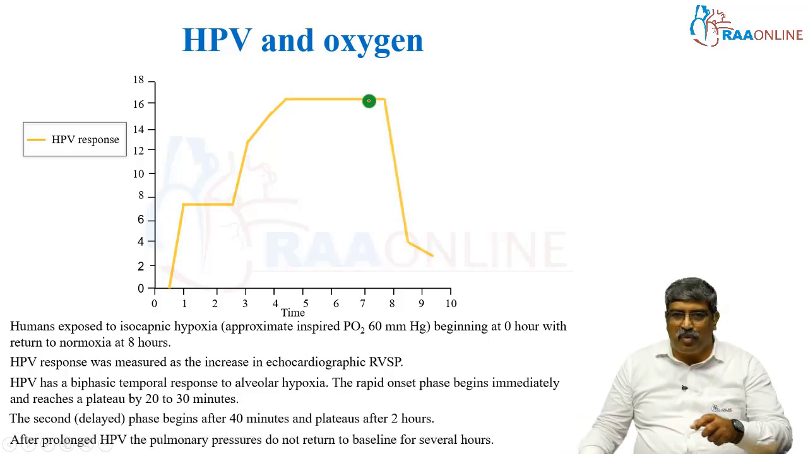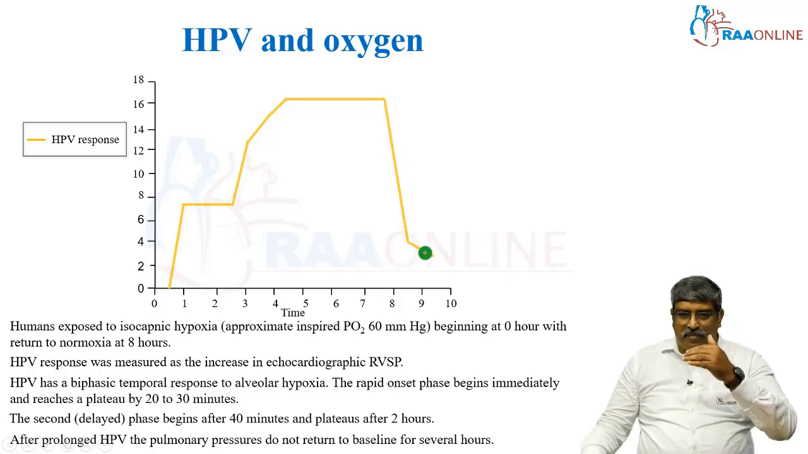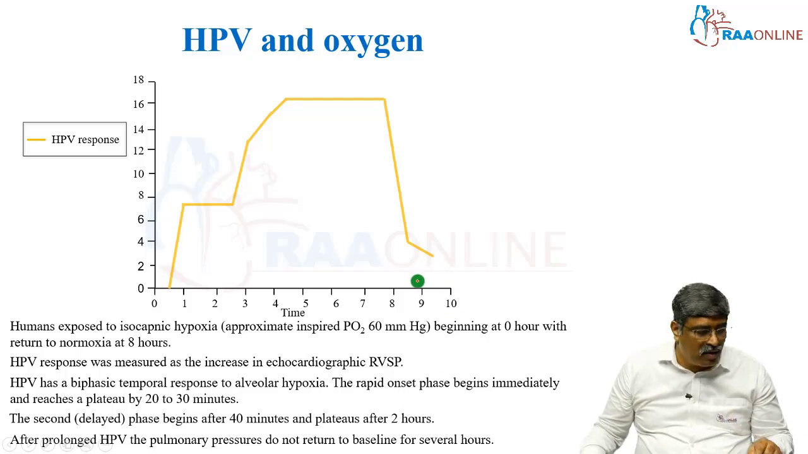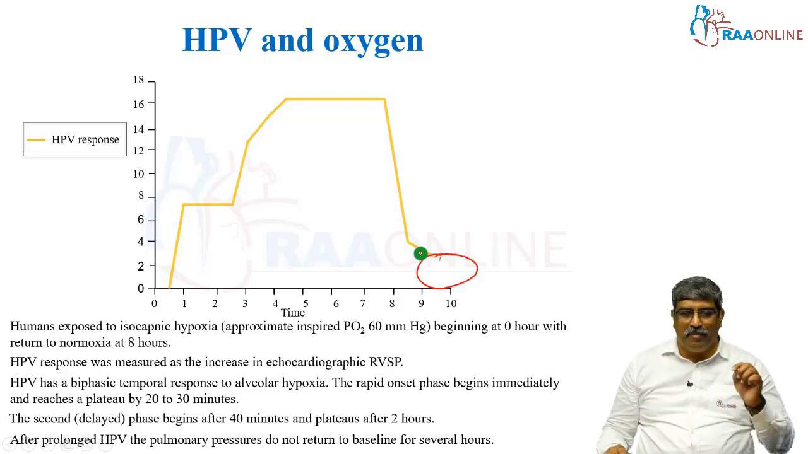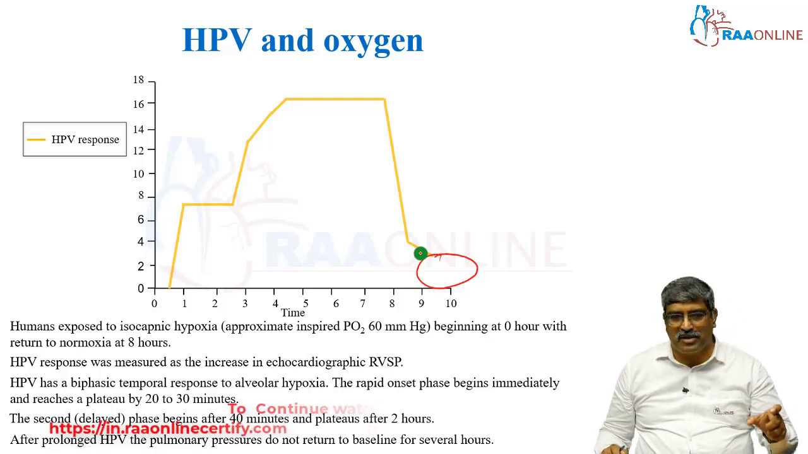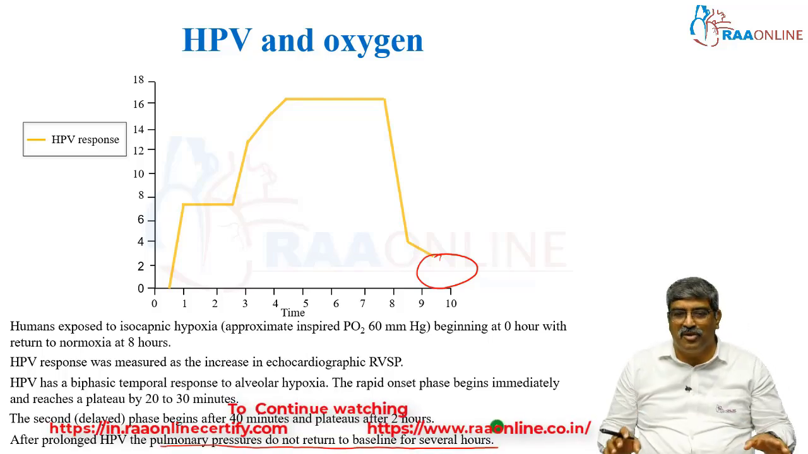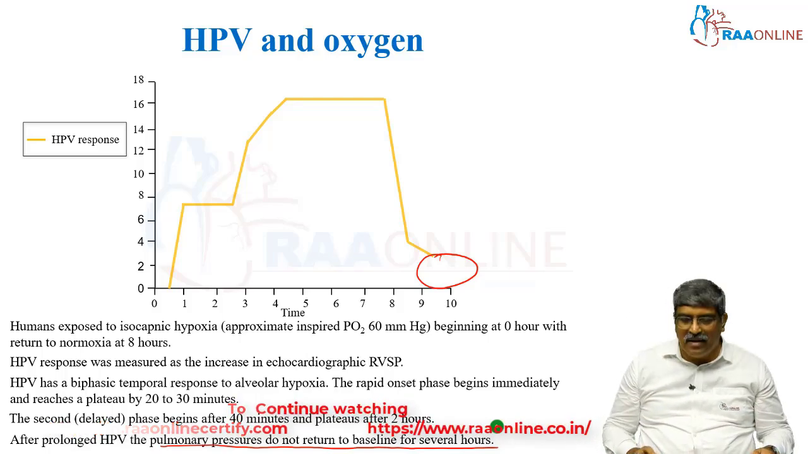And after prolonged HPV, that is around 8 hours, it comes close to the baseline. But it is very important that it does not reach the baseline. Here you can see it does not reach the baseline. After prolonged hypoxic pulmonary vasoconstriction, the pulmonary artery pressure does not return to the baseline even after several hours. It is like a preconditioned reflex.